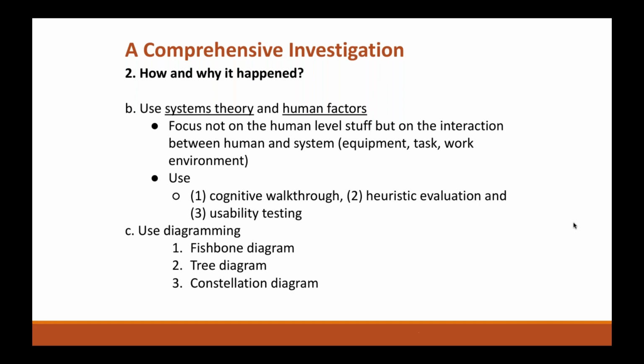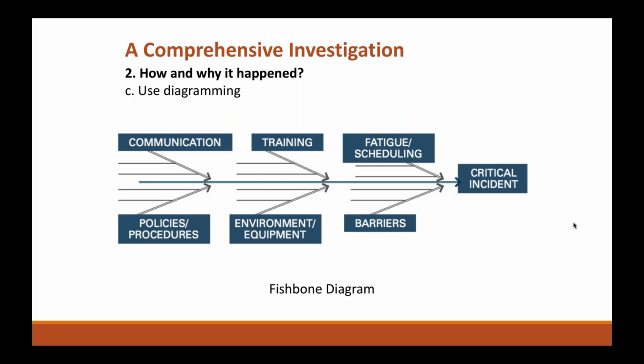And we should use diagramming, and we'll look at some of these diagrams right now. We have the fishbone diagram, the tree diagram, and the constellation diagram. So the tree diagram looks like this, where we can see how all the contributing factors come together to ultimately cause the critical incident that occurred.